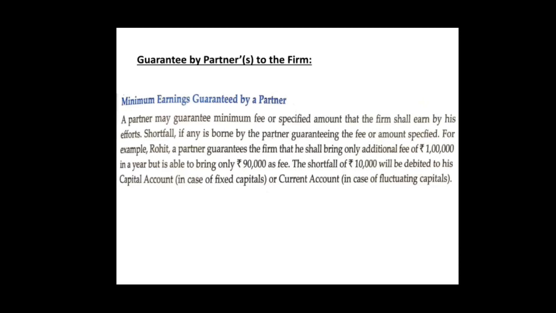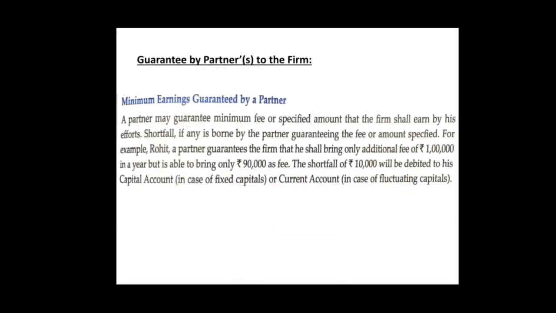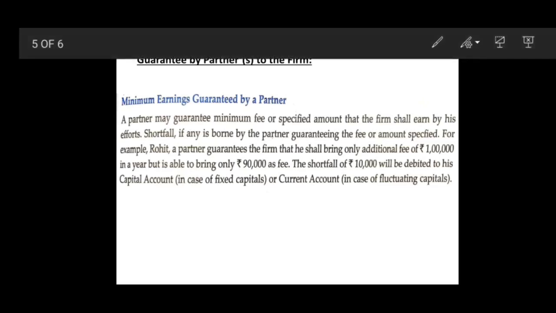For example, Rohit, a partner, guarantees the firm that he shall bring an additional fee of rupees 1 lakh in a year, but is able to bring only 90,000. Now what did Rohit guarantee? That I will earn 1 lakh rupees for you. But what happened, he is able to bring only 90,000. So here the 10,000 shortfall will be borne by him to the remaining partners. So this way the calculation of minimum earnings guarantee of the partners can be done.